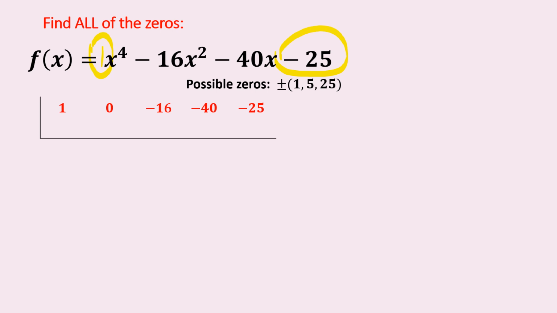Note that in our function, it skips over the x cubed. It goes from x to the fourth right to x squared. There's a 0 x cubed in here. So when we write our synthetic division, we have to put the 0 x cubed.